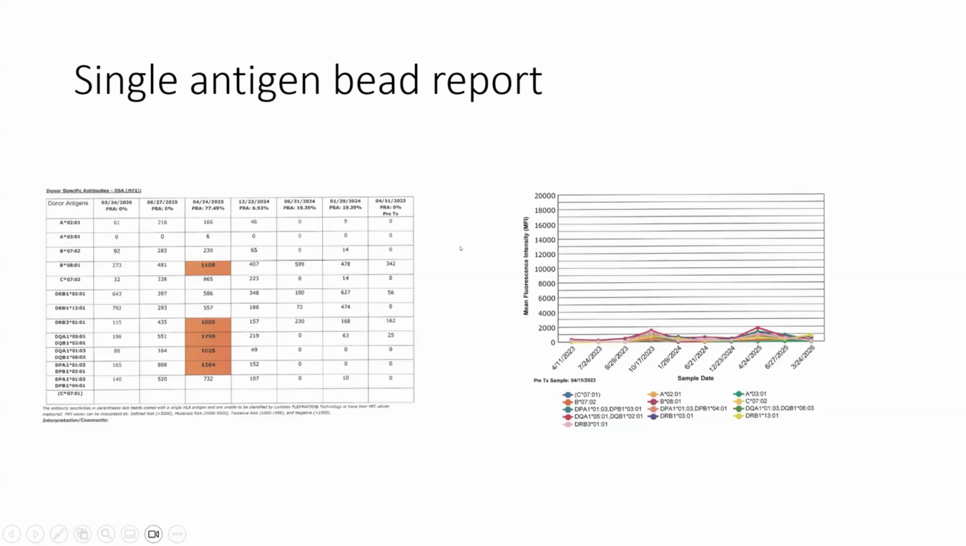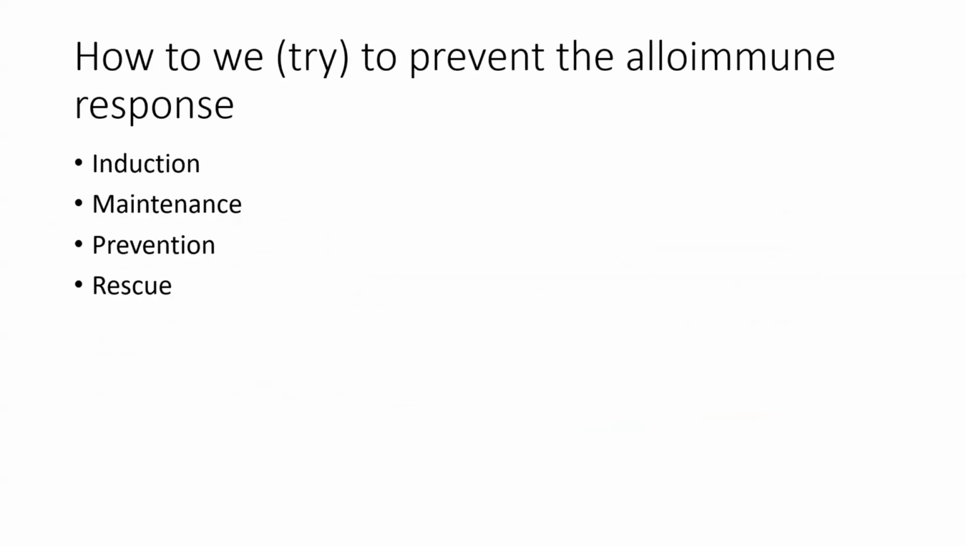When they say antigen, it's antibodies that are recognizing a piece of the donor MHC molecule, and you can tell which particular one it is. So it's not just a flow match where you're taking cells from the donor. This is basically discussing how we try to prevent the alloimmune response.